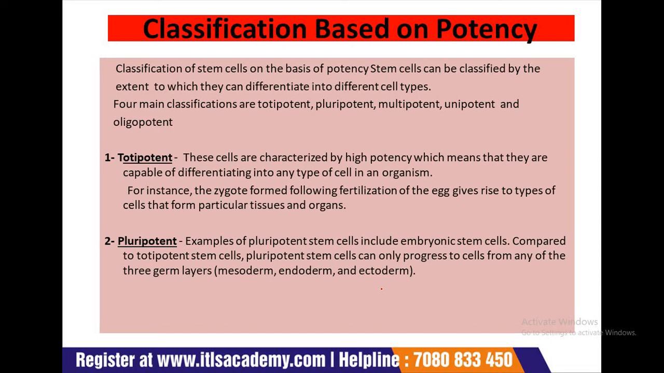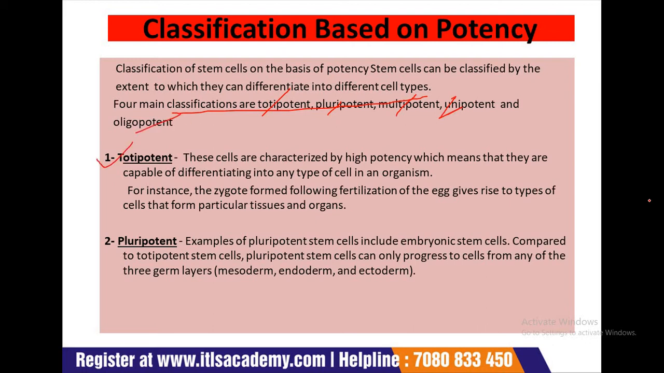First, we will discuss the totipotent stem cells. With regard to stem cells, potency refers to their ability to differentiate into distinctive types of cells. Some stem cells are capable of generating more types of specialized cells, meaning those with greater potency. Others can only generate a few specialized cells and thus have lower potency. So, classification of stem cells on the basis of potency. Stem cells can be classified by the extent to which they can differentiate into different cell types. Here are the five types of stem cells: first the totipotent, next the pluripotent, multipotent, unipotent, and oligopotent.